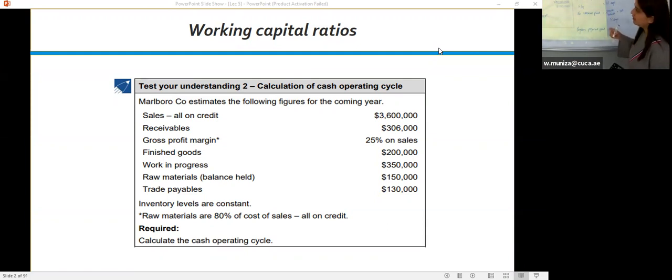So how much trade payables are there? 130,000 divided by raw material balance 216,000 multiplied by 365. So how much is it? 130,000 divided by 216,000 multiplied by 365. So it's 22 days.